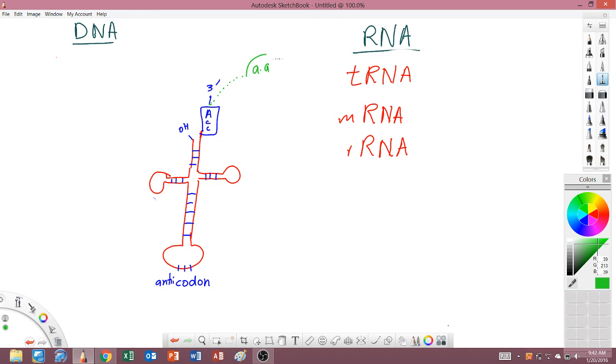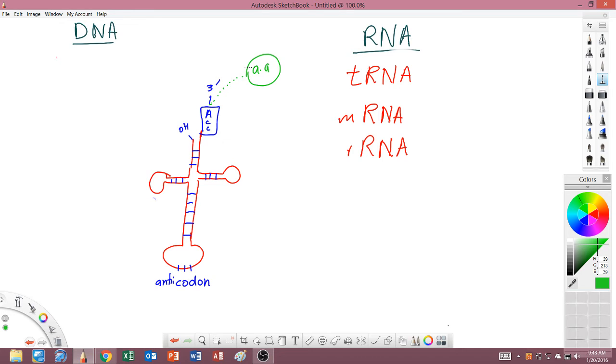I'll put AA, amino acid. It binds amino acid. It's a seed for amino acid. That's where amino acid will attach. Where? At the 3' end. ACC, acceptor site. It accepts amino acid, brings it to the ribosomes, and then we do the rest later. For now, just identify structure of tRNA.